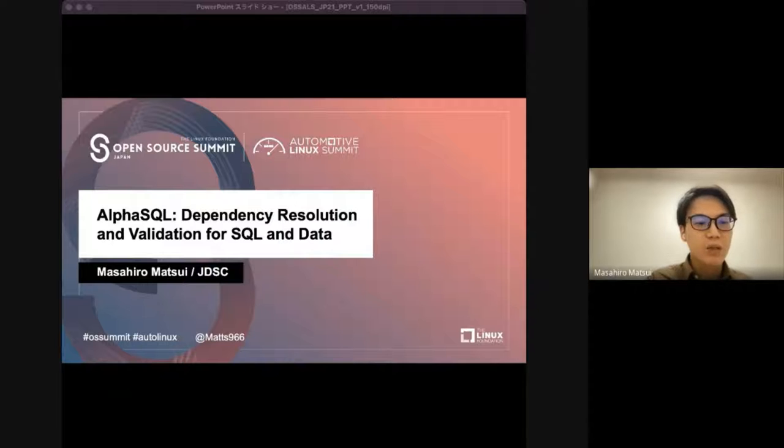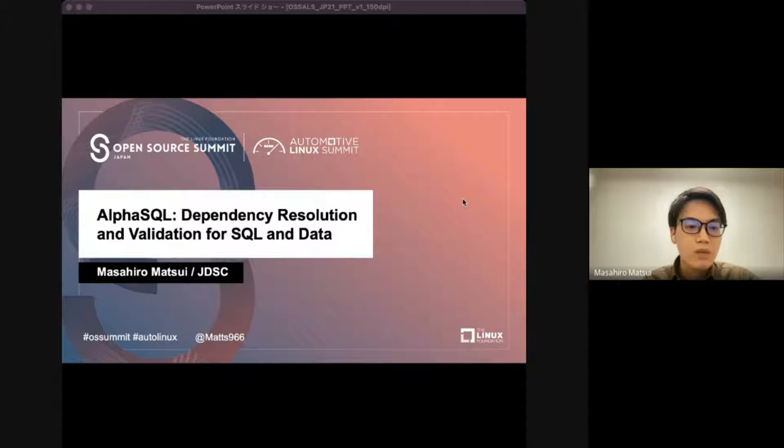My name is Masahiro Matsui, software engineer at Japan Data Science Consortium and master course student at the University of Tokyo. Today, I'm here to talk to you about AlphaSQL, open source software providing dependency resolution and validation for SQL and data.